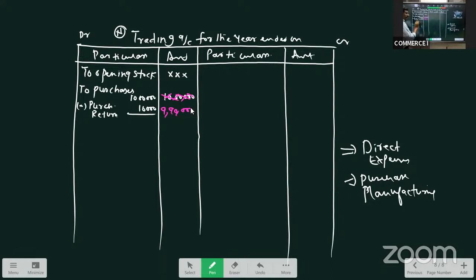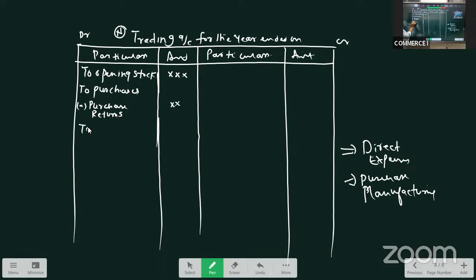So what purchases do we show? In short, we show net purchases. Purchases minus what? Purchase returns. From purchases, what will we minus? We will minus purchase returns and tell. Okay? So from purchases, we deduct purchase returns and show the net figure here.